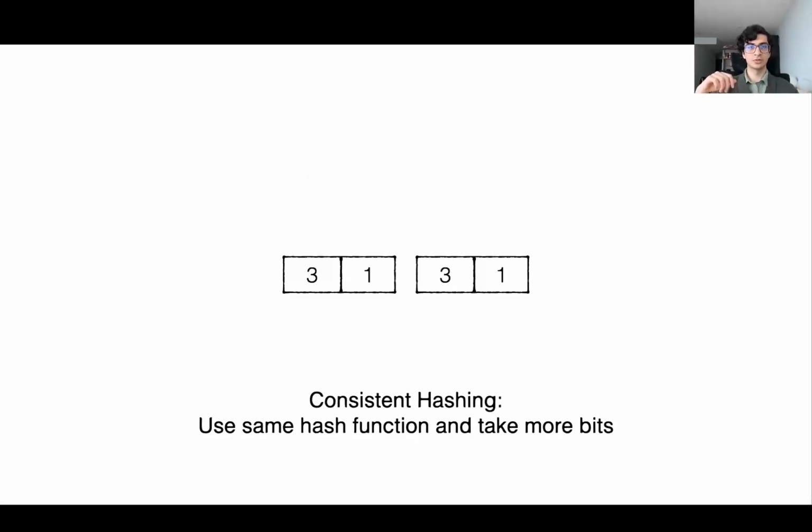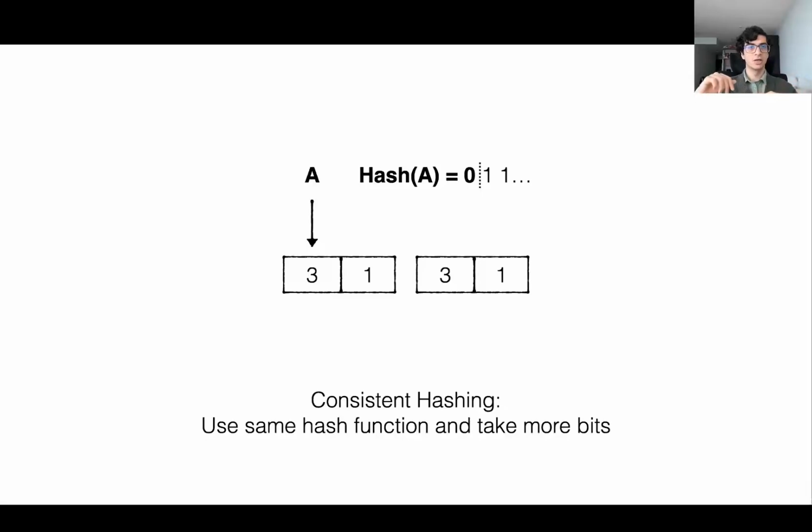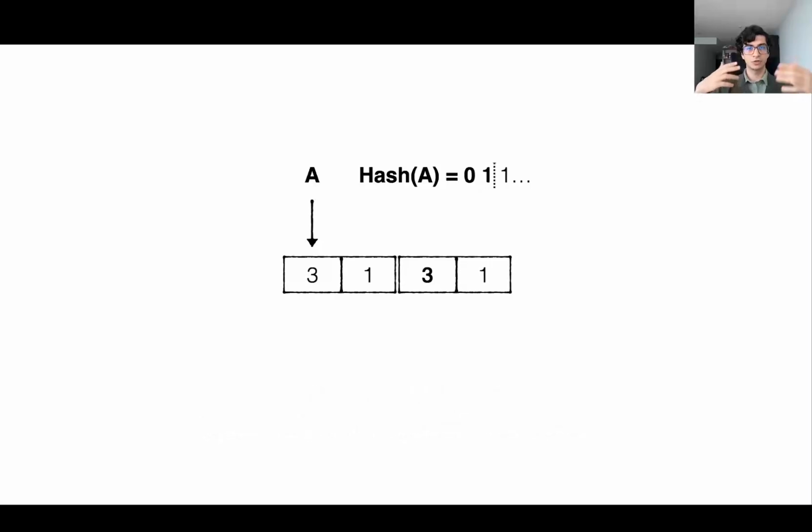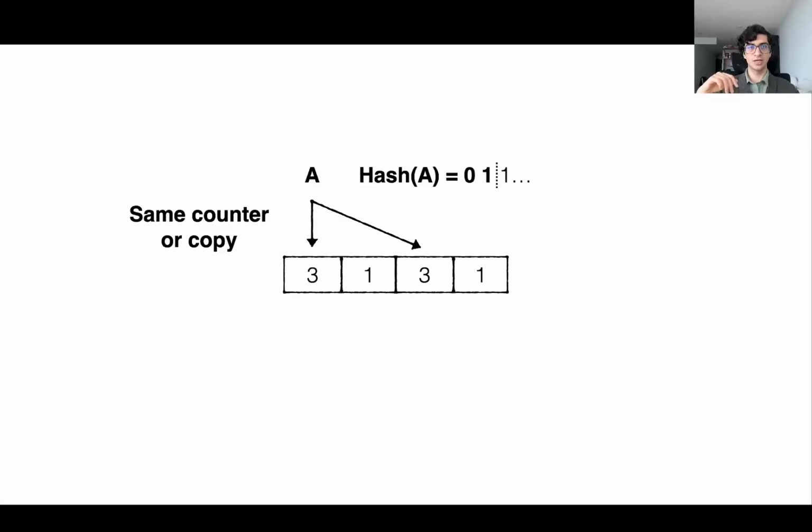So for example, initially, the key A here was mapped to the 0th counter based on the first bit of its hash. But after expansion, consistent hashing for it yields the hash 0, 1, mapping A to the second counter. In general, the new bit added by consistent hashing ensures that A will either be mapped to the same counter or its copy. This ensures that A is always mapped to a counter with consistent values.